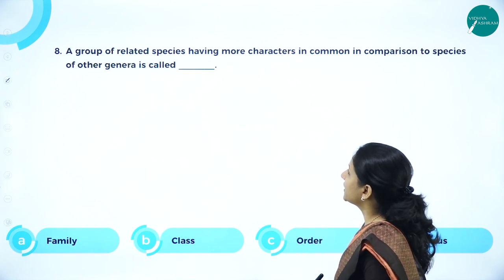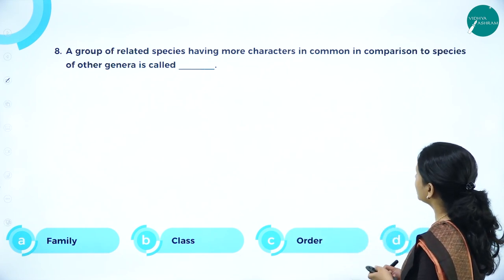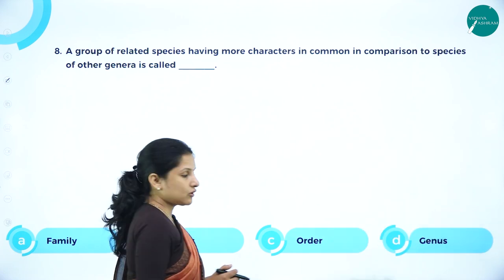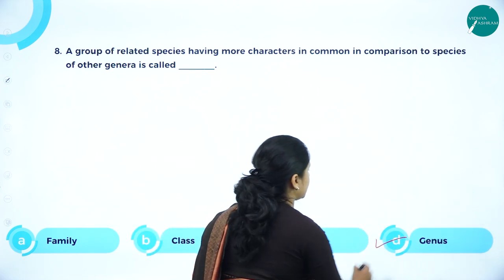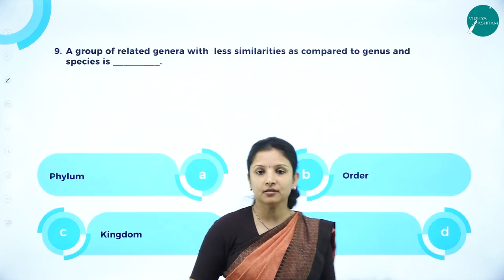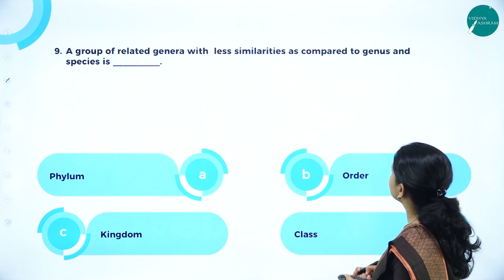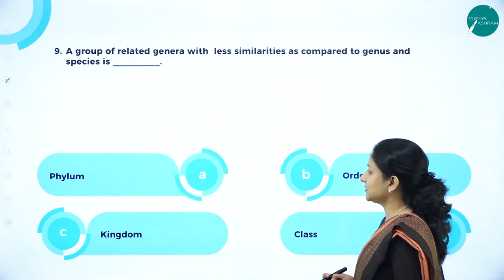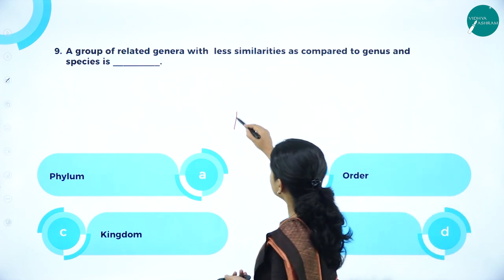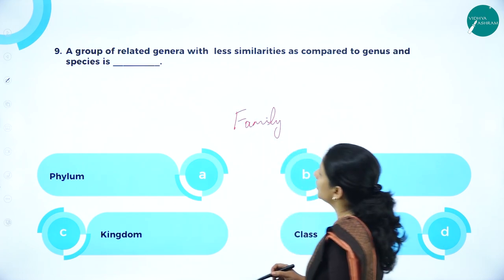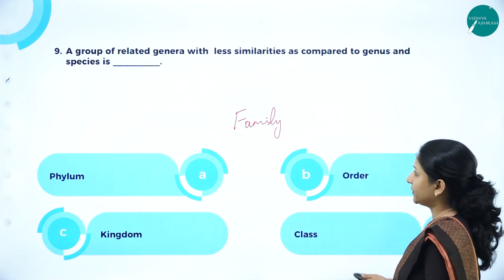Next, a group of related species having more characters in common in comparison to species of other genera, we call it as genus. So, genus is the right answer here. A group of related genera with less similarities as compared to genus and species, the correct answer here is actually family. In the options, it's not given, but the answer here is family.